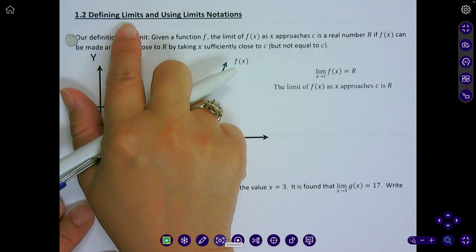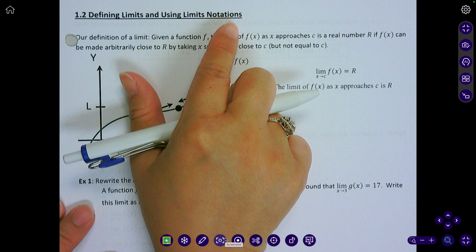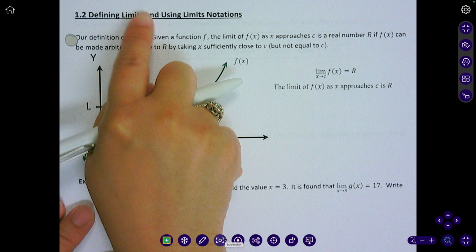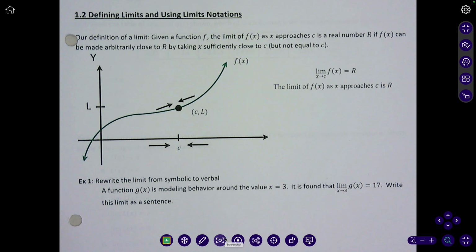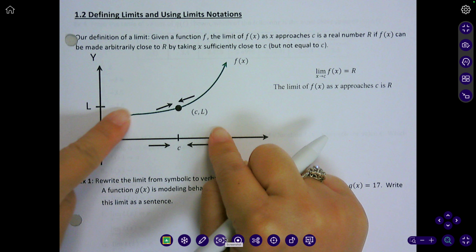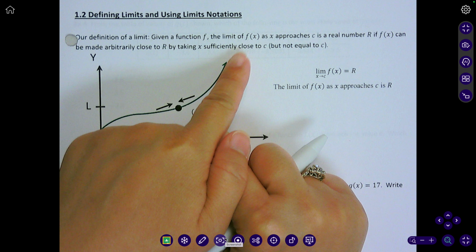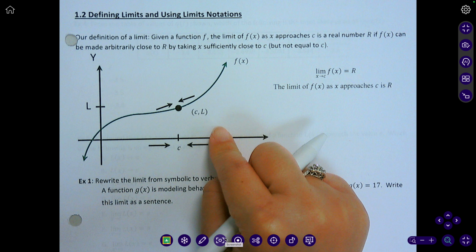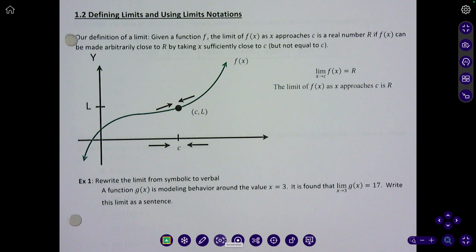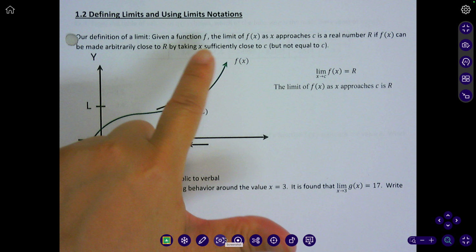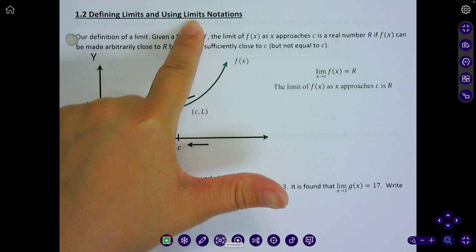Today we talk about defining limits and using limit notation. When you deal with limits, the idea is you want to know where the graph is going. The graph is this curve right here, which is your function, which is your y. So I want to know where is my y going, and that's when we use the word limits.